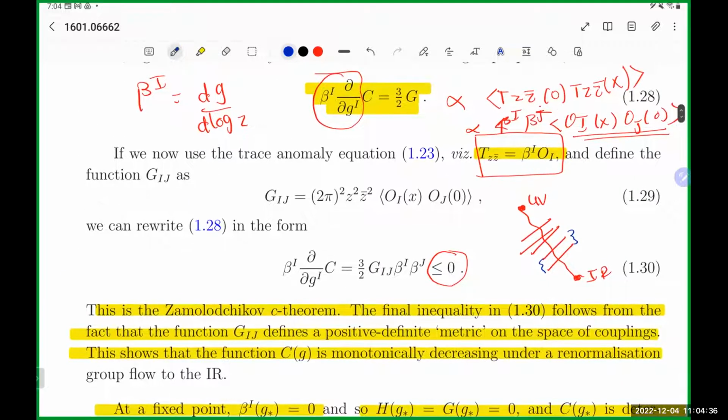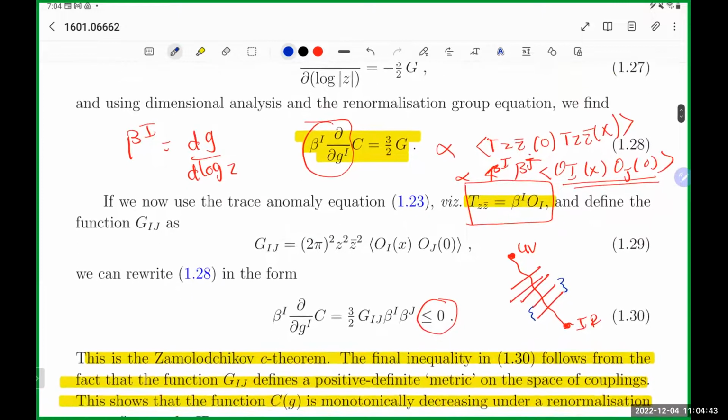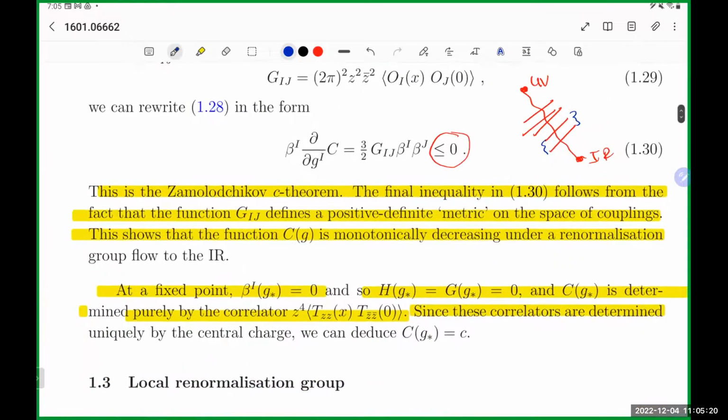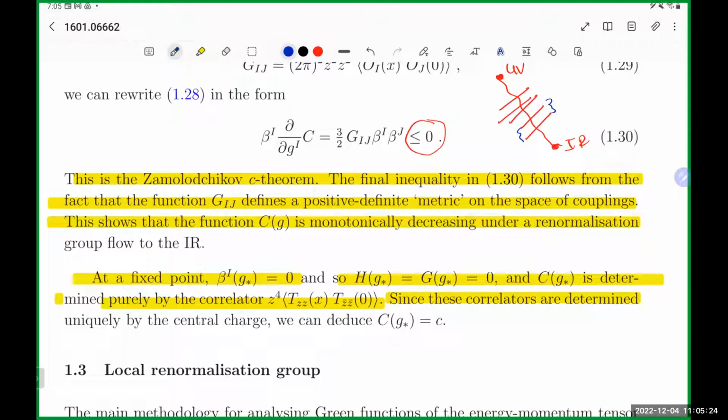And because we're flowing from the UV to the IR, and because G_IJ is positive definite, and because as you go from UV to IR you're basically integrating over degrees of freedom. You're saying, I have a UV, there are lots of microscopic degrees of freedom, and as I flow to the IR, you're summing over them, averaging them, removing them from the theory. So it makes sense that the number of degrees of freedom in the IR is fewer than those in the UV. That's the statement that C_UV is greater than C_IR. And that's why this function is monotonically decreasing under our renormalization group flow from the UV to the IR.